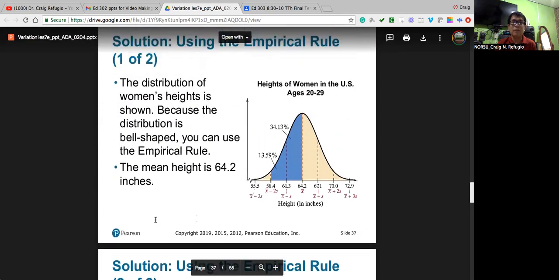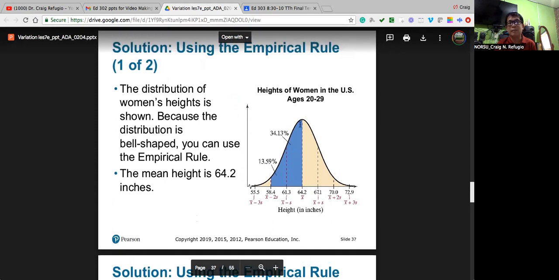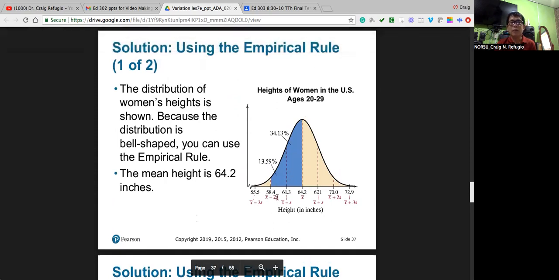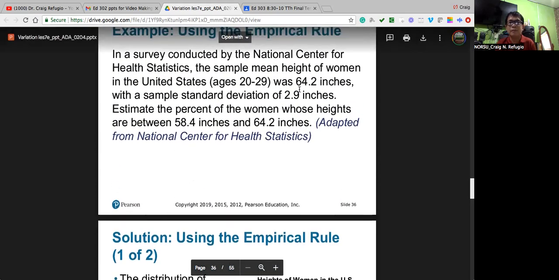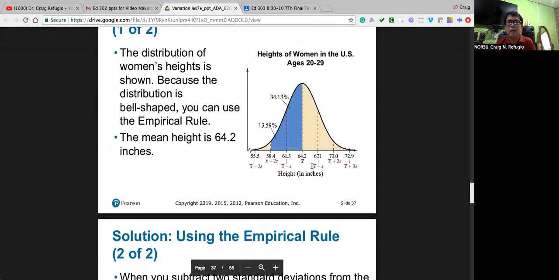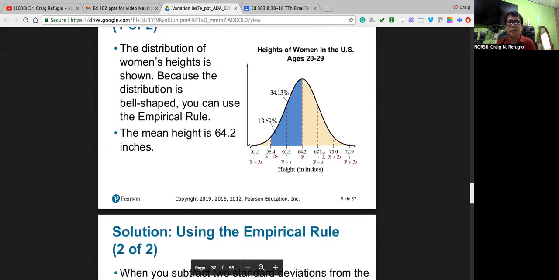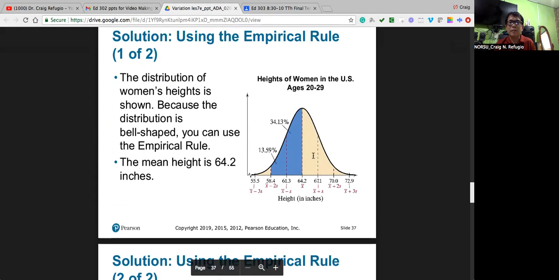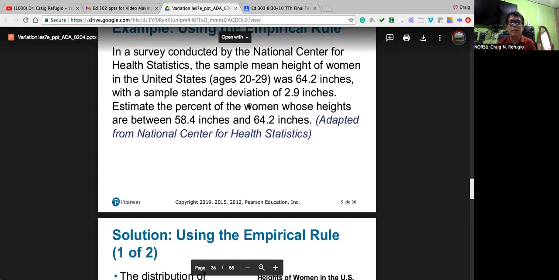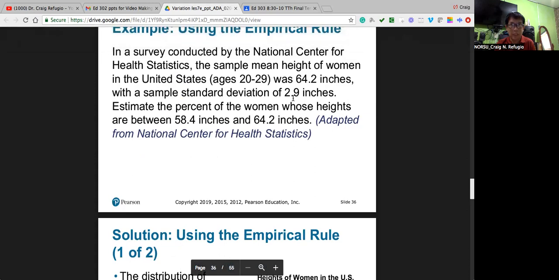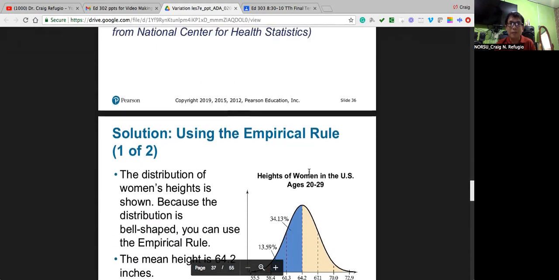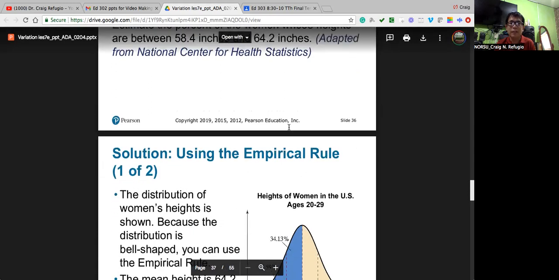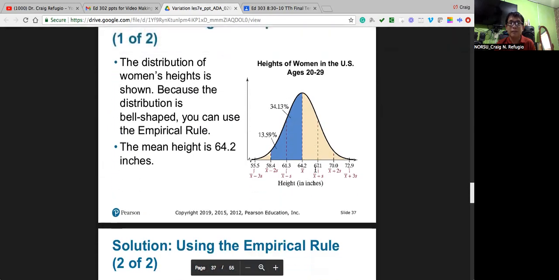So I repeat now. We look into this distribution and we look at the 64.2. Where do we get 64.2? It's given that the mean is 64.2. And how do we get 67.1? We know that the standard deviation is 2.9. So 64.2 plus the standard deviation 2.9 will give you 67.1.